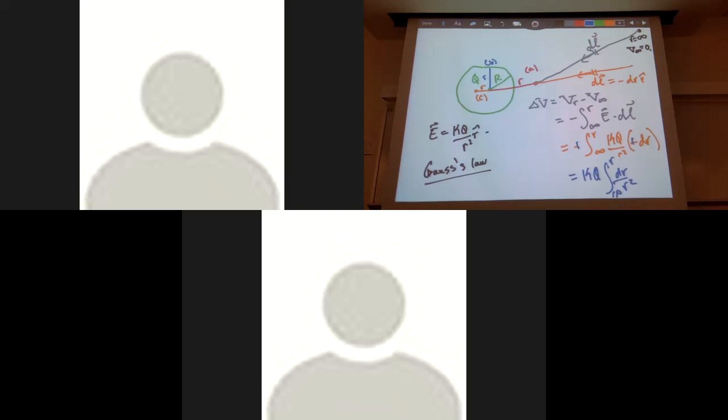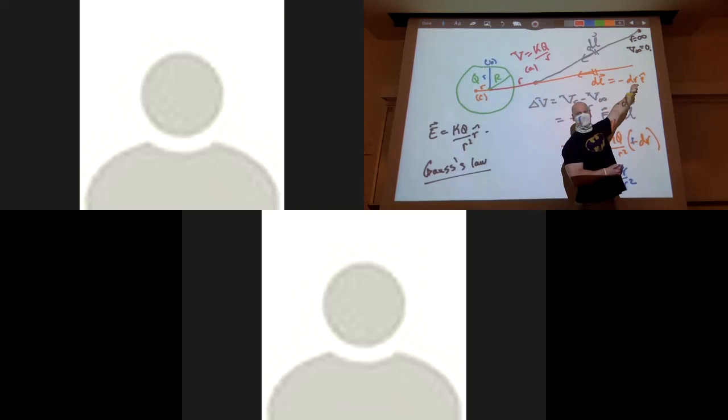Now, what's the integral of 1 over r squared? It's negative 1 over r. So if I plug all that in, my change in potential is equal to negative kq over r evaluated from infinity to r. Putting this in, this is simply equal to kq over r. Good. So going back to my picture, the potential at this point A is equal to kq over r.